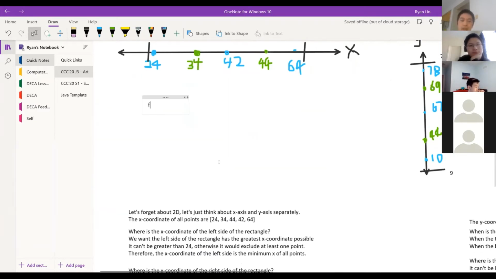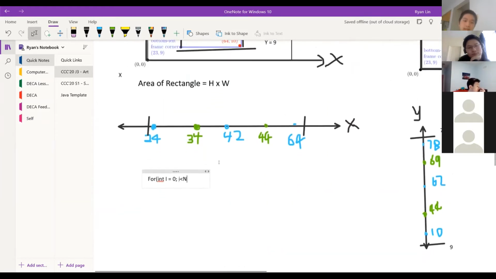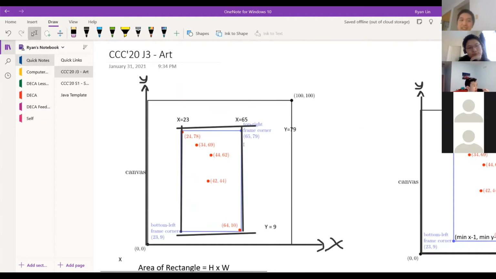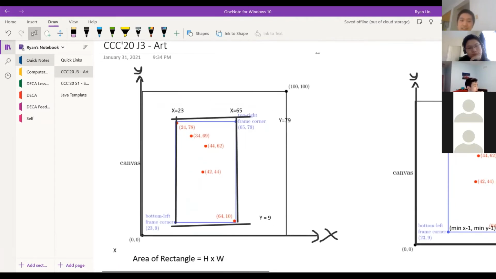So if you want to do pseudocode, then you just loop through all the points, right? What was the input, like n? And then every single time you read an x, and then you read a y, then we can do minimum x equals math.min of min x and x, right? So you just find the minimum and the maximum x and y, and then you just output that. And that would just be your answer. So it's relatively straightforward.